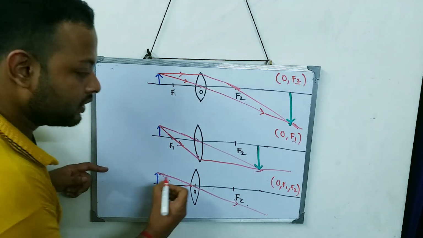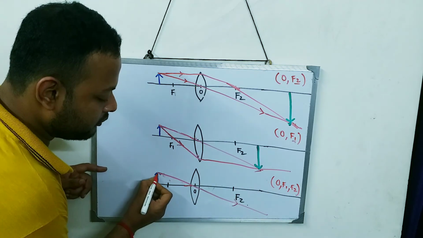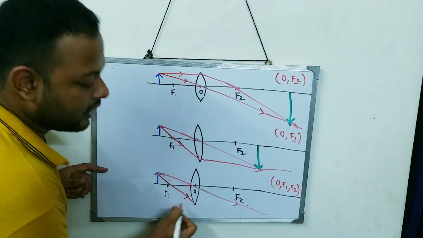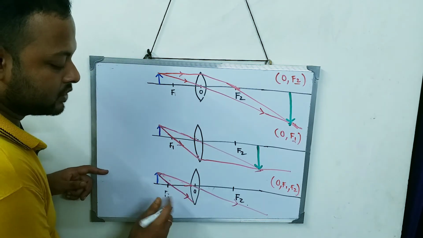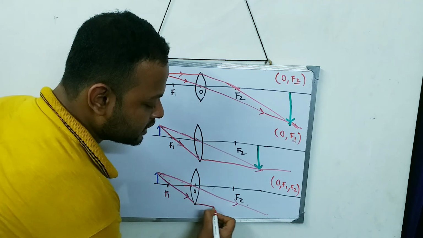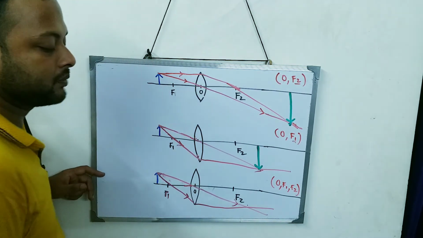The second is what? I want F1. The ray will pass through F1 like this. And we know, if the ray passes through F1, it will become parallel to the principal axis.